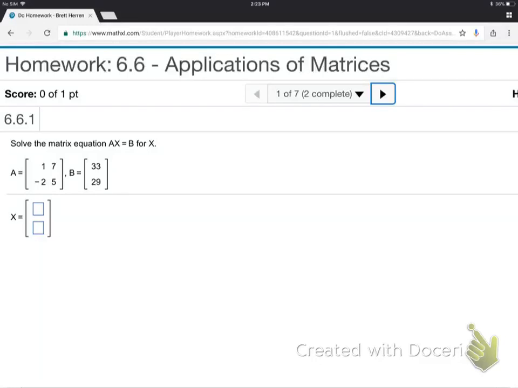Now to 6.6. All right, 6.6, what are we doing? We're solving the matrix equation. These will be super easy. Let me show you what to do. They're going to show you something totally different, but I just think, who cares?